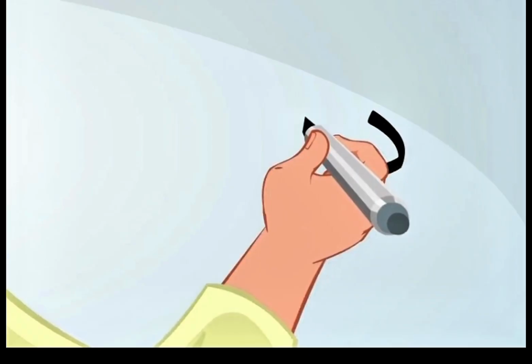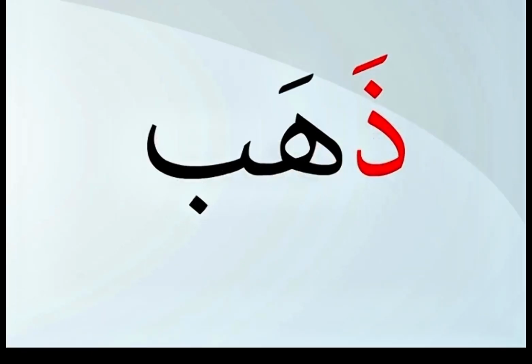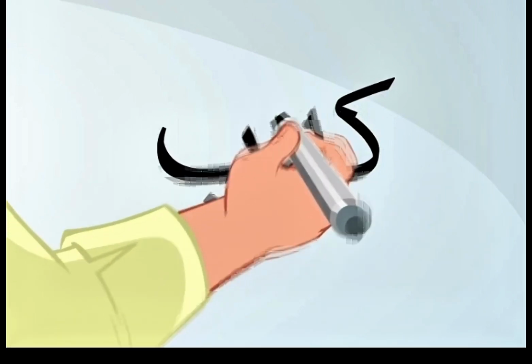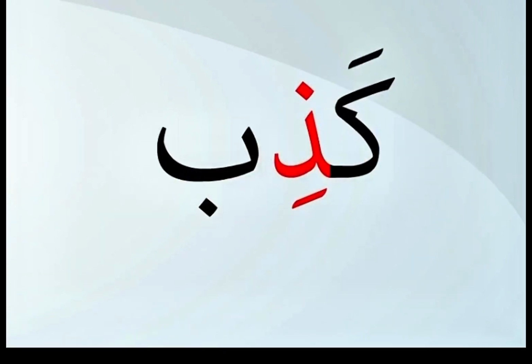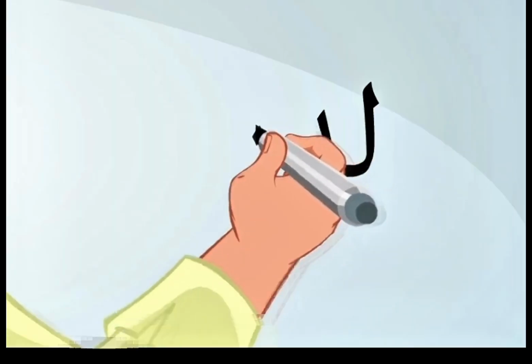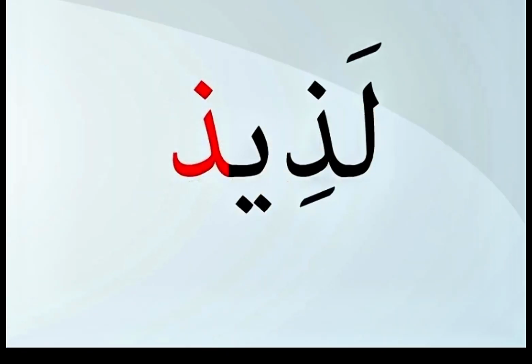This is how we write ذال at the beginning of the word, like this example: ذهب, which means gold. This is how we write ذال at the middle of the word, like this example: كذب, which means lie. You will notice that the dhal letter is attached to the letter before, while it is not attached to the letter that comes after, like the alif and the dal that we have studied. This is how we write dhal at the end of the word, like this example: لذيذ, which means delicious.